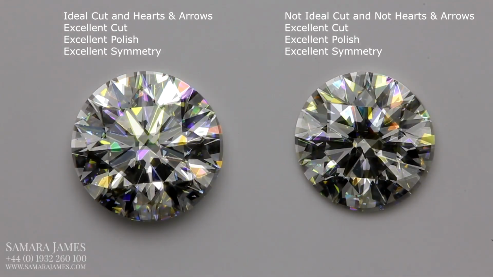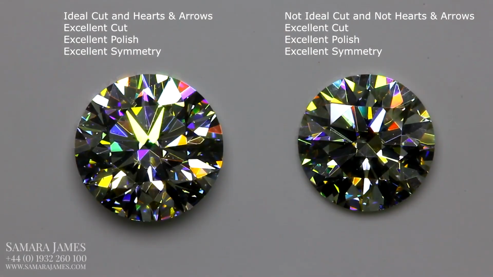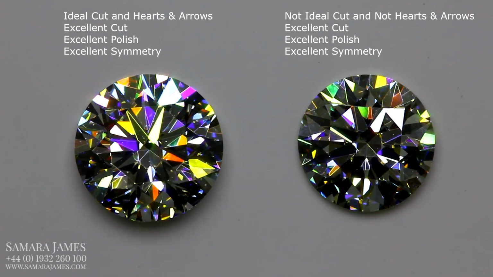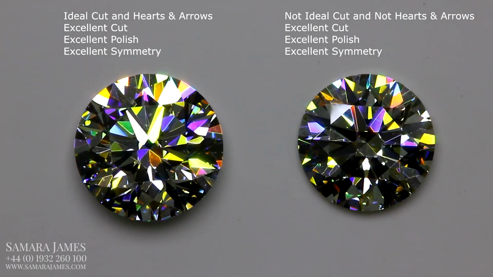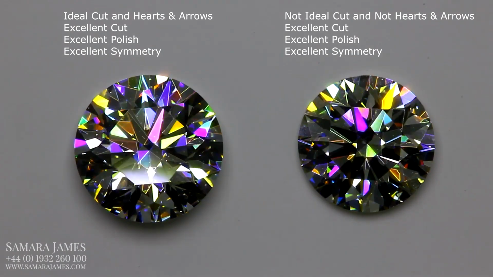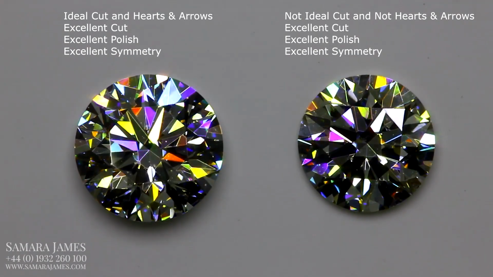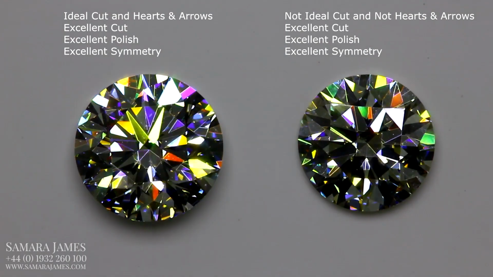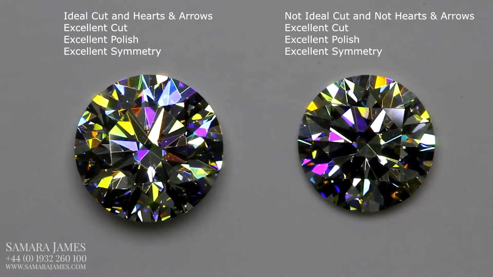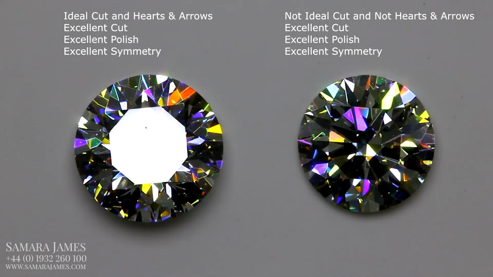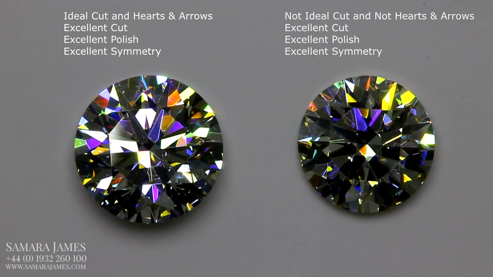Now we can isolate the fire of the diamond. The term fire describes the flashes of colour that you see when the white light is refracted through the diamond, creating dispersion, the colours of the light spectrum, when the diamond is moved. In the hearts and arrows diamond, there's a little bit more fire that's evenly distributed across the stone, whereas the triple excellent diamond, without hearts and arrows, lacks a little in certain parts of the stone.